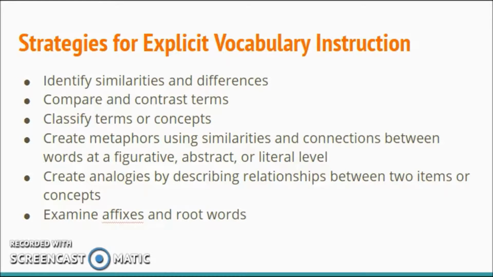As you can see, there are many strategies for explicitly teaching vocabulary. Today, we'll take a close look at Joey Collins' class at Jefferson Junior Senior High School as they create analogies that identify and describe relationships between two items or concepts that enable students to gain a nuanced understanding of several Tier 2 and 3 words.